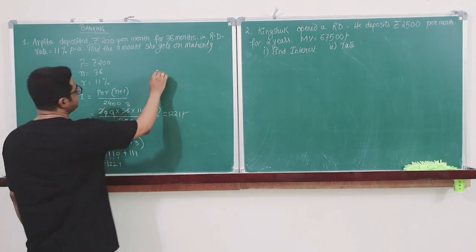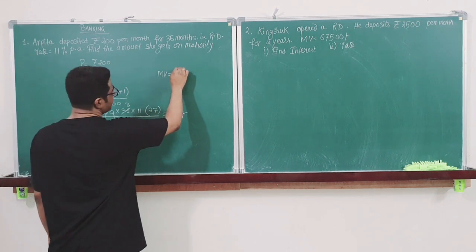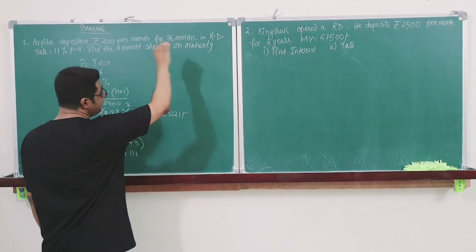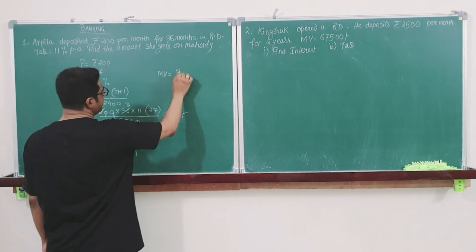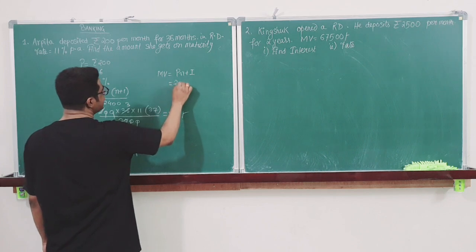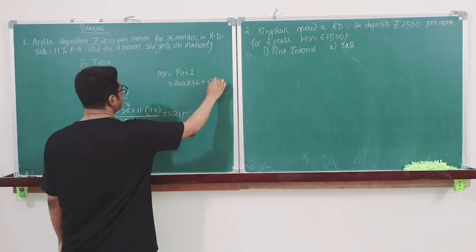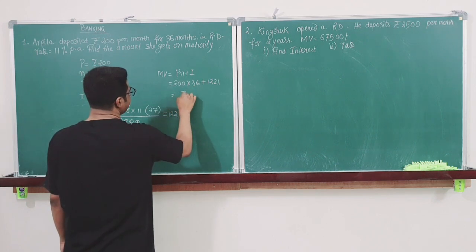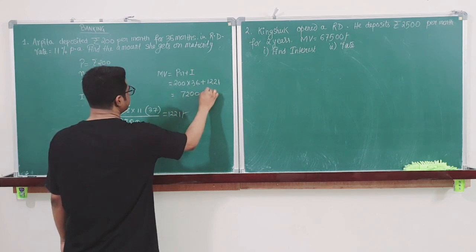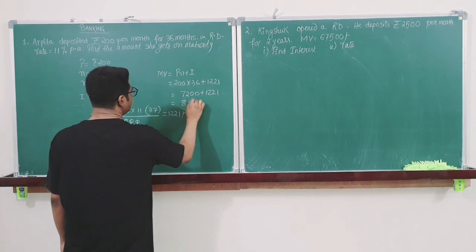What is maturity value? Maturity value is, first, your total principal. Total principal is P into n, plus I. So here 200 rupees has been paid for 36 months, plus 1221. So 7200 plus 1221, that is equal to 8421.